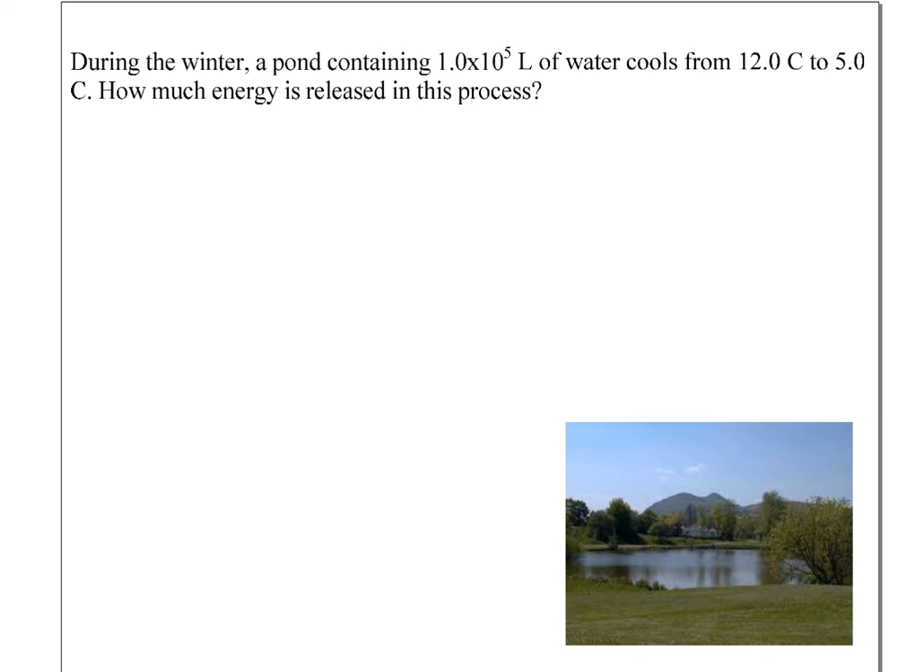This next question reads, during the winter, a pond containing 1.0 times 10 to the 5th liters of water cools from 12 Celsius to 5 Celsius. How much energy is released in this process? The keyword here is released.